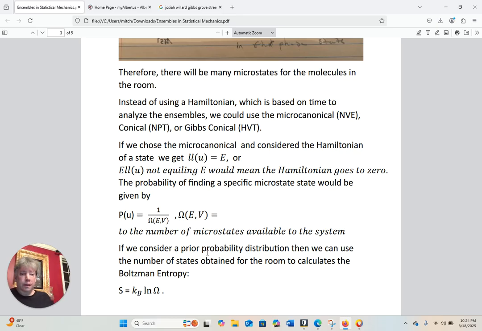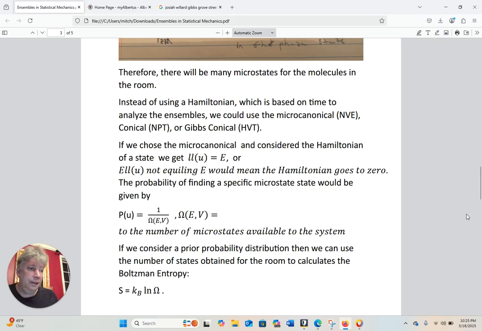Now, if we consider an a priori probability distribution, meaning that we've already got a sense of what the microstates are ahead of time, this will lead us to determining the entropy associated with our room, based on the microstates that we can project that exist in that room. And that's going to be S is equal to Boltzmann's constant times the natural log of the number of microstates.